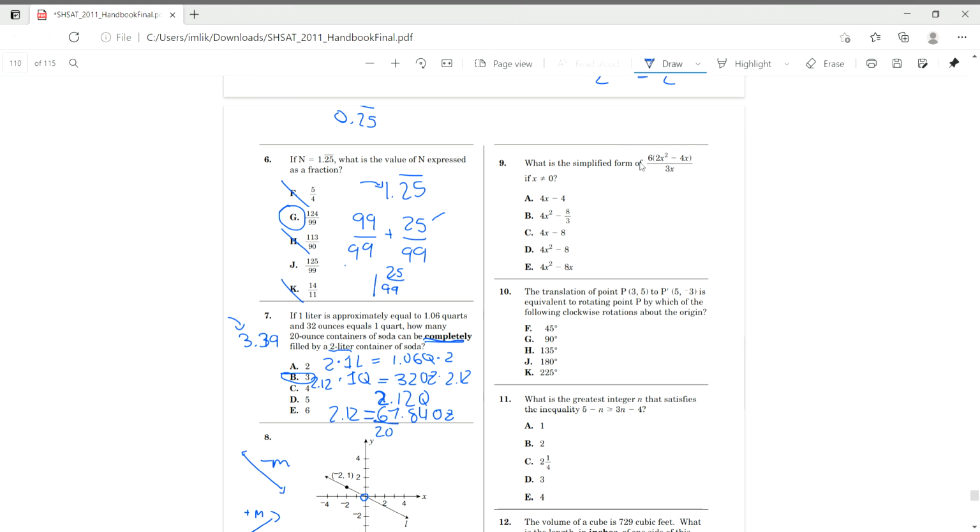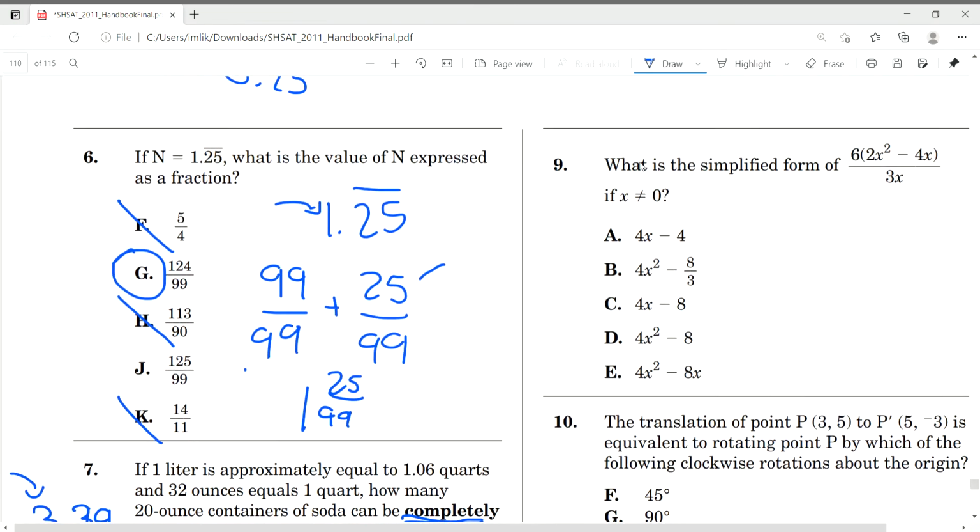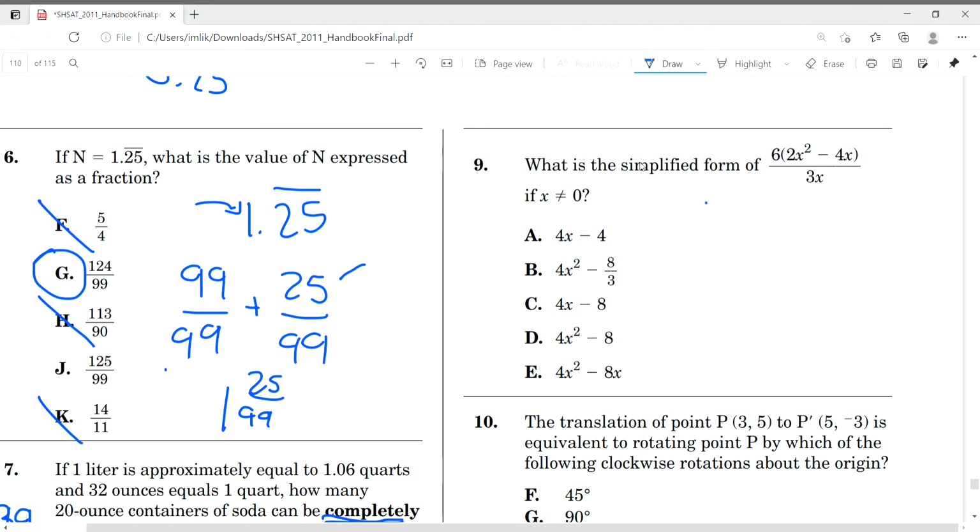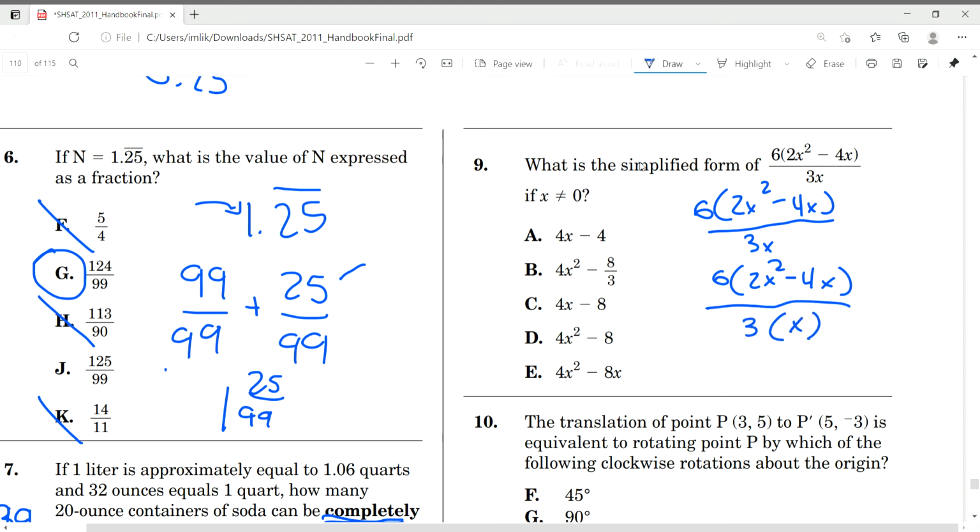Simplified. What is a simplified form of 6 of this big number if x is not equal to 0? So let's just improve the quality of life here and make our lives easier. So we have 2x squared minus 4x over 3x. Now, instead of just immediately expanding this out, we can actually simplify it a little bit. So we can rewrite it as 2x squared minus 4x over 3 times x. Because if we expand this, it's just going to be turned into 3x. So we can just factor the 3 out.